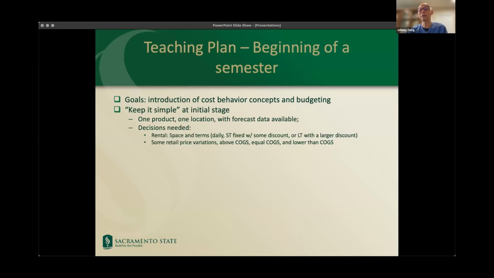The decision they have to make is, first of all, they need to rent a space, just like the earlier demonstration shows. They don't have to choose a location this time because there's only one location, but they need to determine how large a space to rent, and whether it's going to be a daily fluctuating, variable price on the rental, or short-term fixed with some kind of discount, or they can opt for long-term rental with a larger discount. That's the decision they have to make.